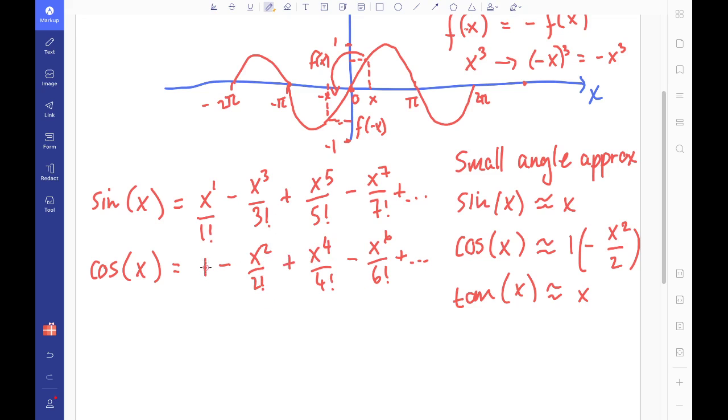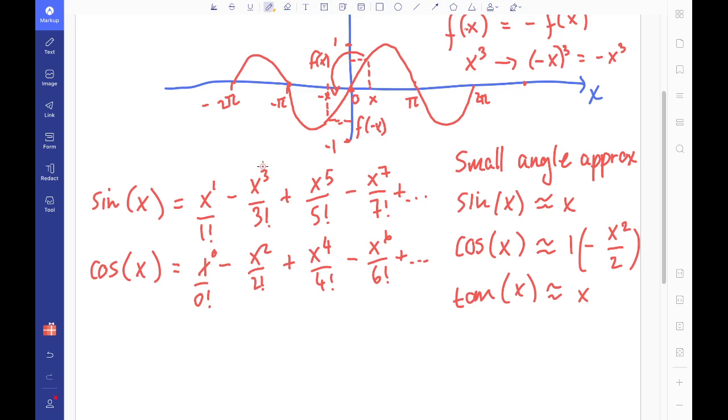So you can think of this 1 as x to the 0 over 0 factorial, if you like. You define 0 factorial as 1. So you can think of it like that if you want to think of this as a series and think about the next term and the term after that.